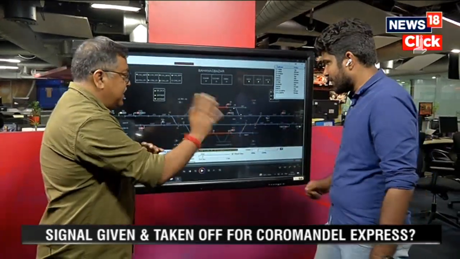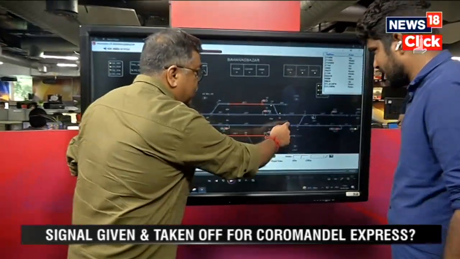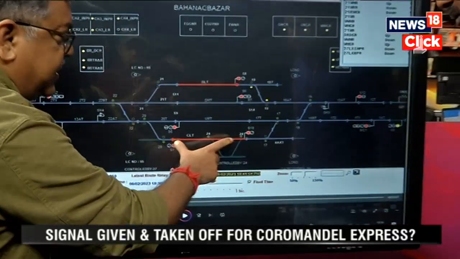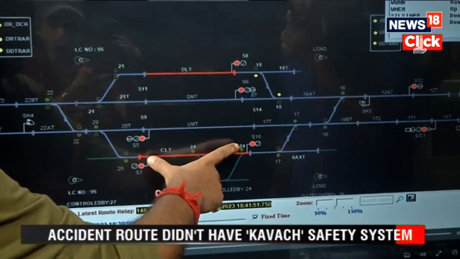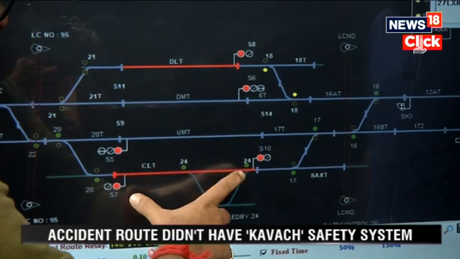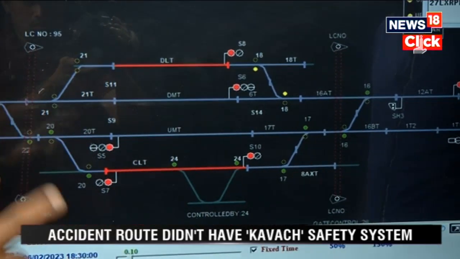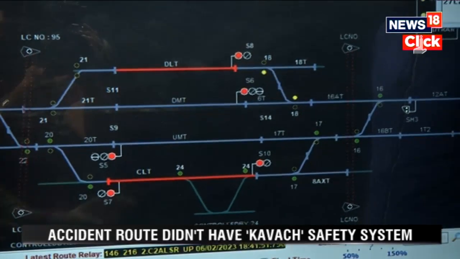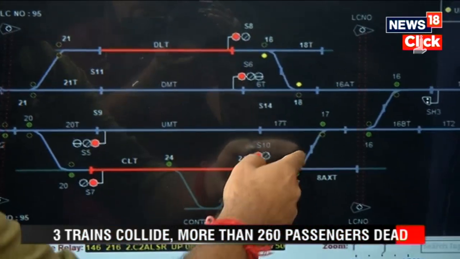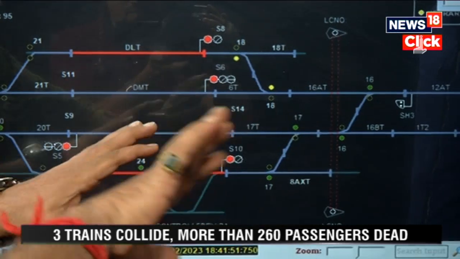So yes, sir, let me explain. The goods train was stationary on this up loop line. So once the train is stationary, this is the route relay interlocking system that will immediately set into released mode.